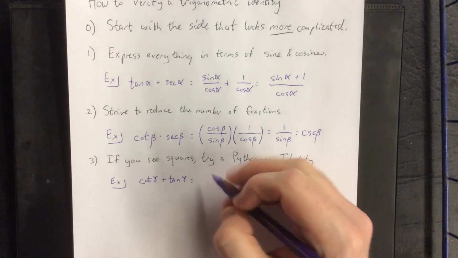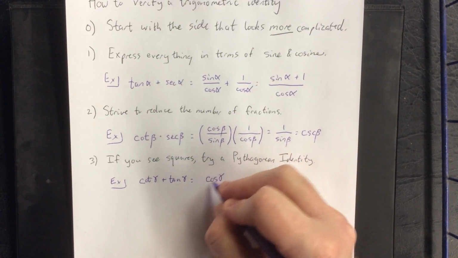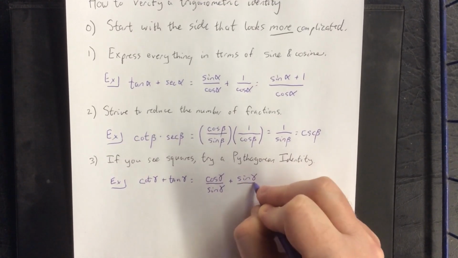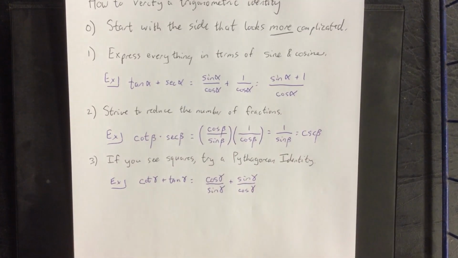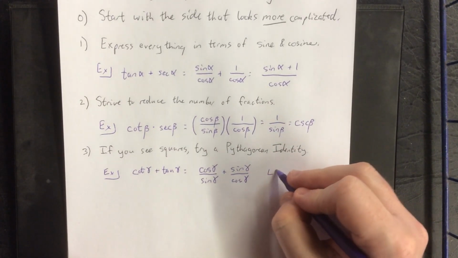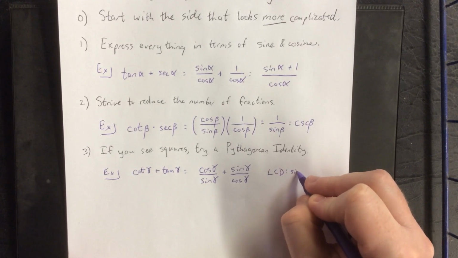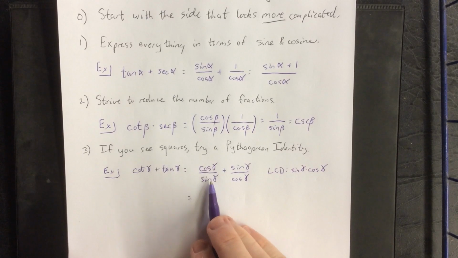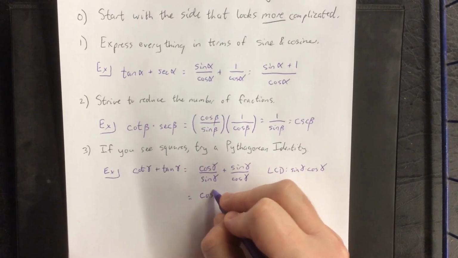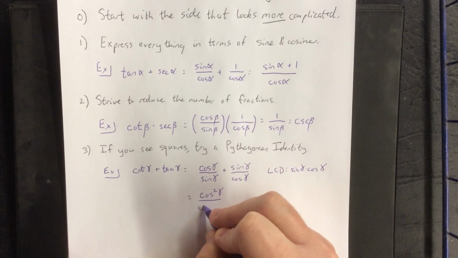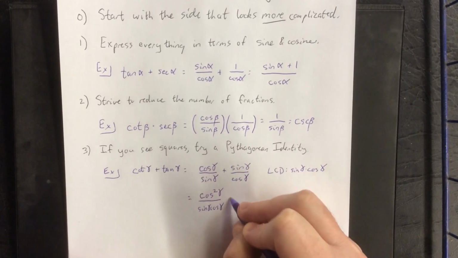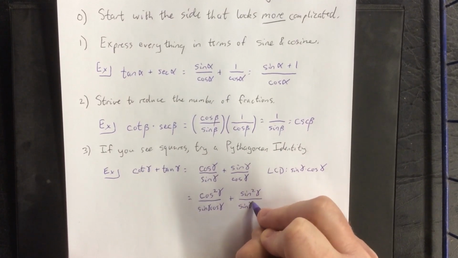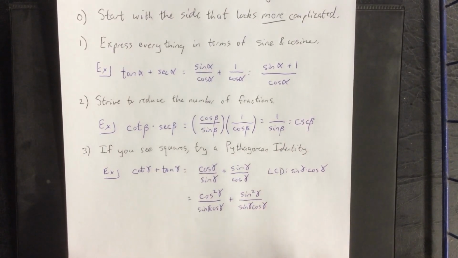But if we employ some of our other basic strategies, this could be the cosine of gamma over the sine of gamma plus the sine of gamma over the cosine of gamma. If we get a lowest common denominator for these, our lowest common denominator is going to be the sine of gamma times the cosine of gamma, which means that I will need to multiply the first fraction by cosine of gamma over cosine of gamma. And I'll need to multiply the second fraction by the sine of gamma over the sine of gamma. This establishes our lowest common denominator.